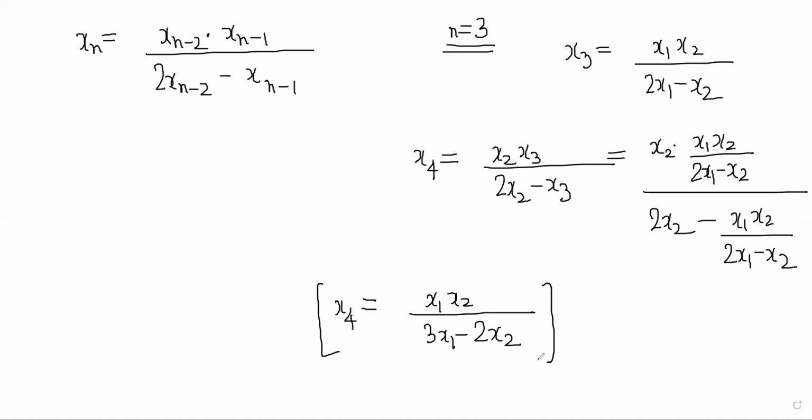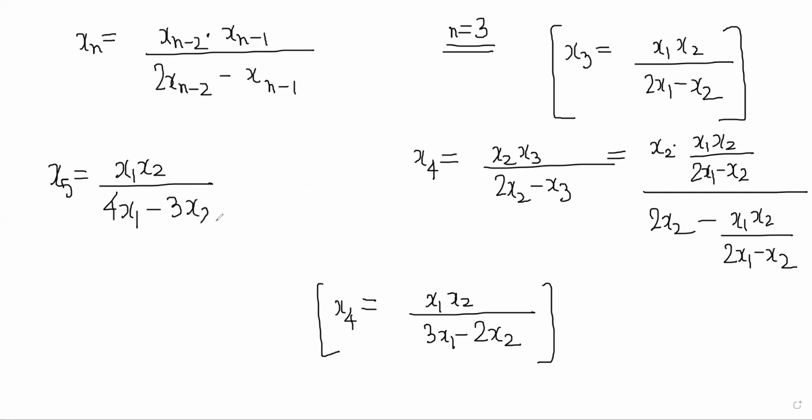So this is what is coming as x4. And if you see, x3 was like this. So we are beginning to see a pattern here. And if you evaluate x5, you will again get x1, x2 by 4x1 minus 3x2.